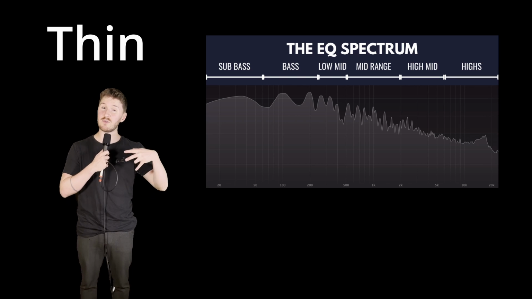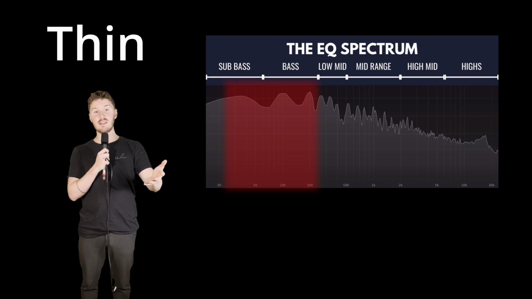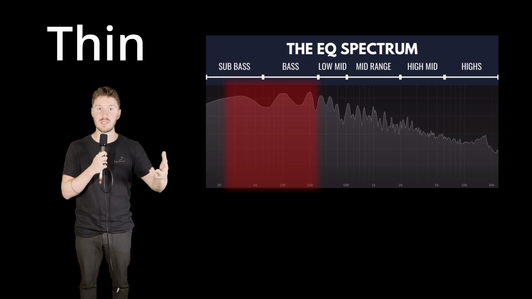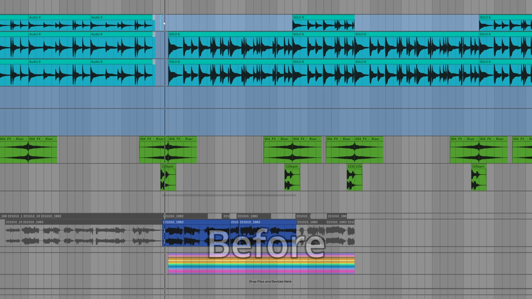Arrangement. Thin. Thin mixes lack body, they sound weak, as though all of the lower frequencies were pulled out of it. Like if a chorus of a track drops and there's no punch or depth to it. And yeah, that's not good. So here's an example of a thin mix and let me show you how to fix it.